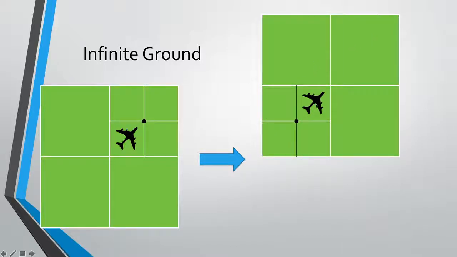You can't fly off the edge of the earth, which makes the game a little bit more realistic, and also allows the drones to be a little bit farther apart. Makes it a little bit more fun.